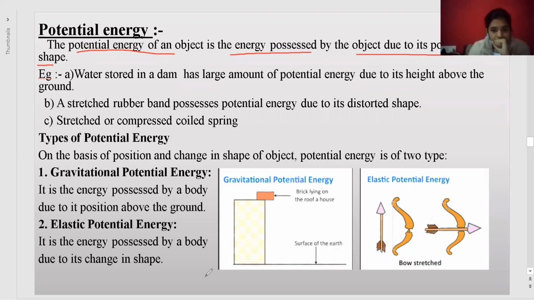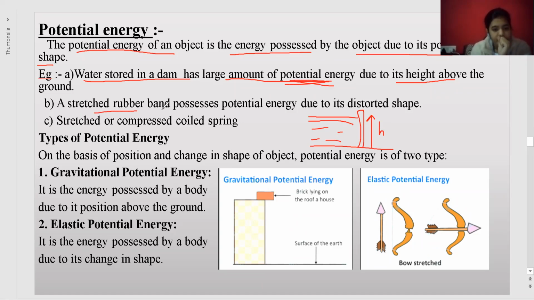For example, water stored in a dam has a large amount of potential energy due to its height above the ground. For example, we know that to make a dam, a very long wall is constructed, and behind it a lot of water is collected, right? So water is collected at a certain height, and because of this height, it has energy in it. Okay, and that energy is known as potential energy.